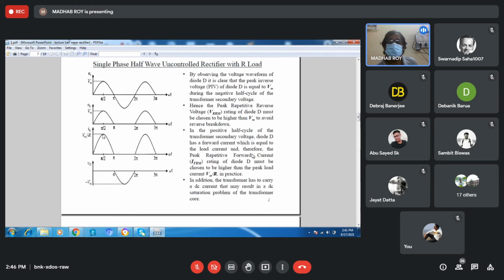So this will flow through the diode, but the rating of the peak repetitive forward current of the diode should be much higher than this. Why? Can you say what will be the problem if it is less than that? Any idea? Because this has been taught by the other teacher. Why should the forward current rating of the diode be more than the actual current in the circuit?